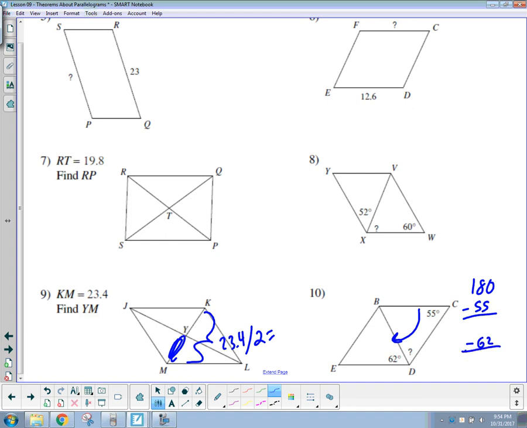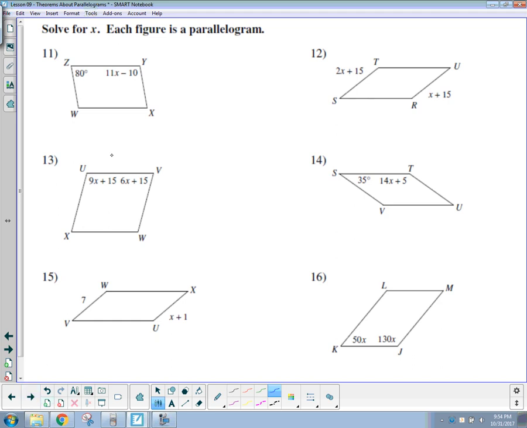Again, consecutive interior angles will add up to 180, so I'm simply going to go 80 plus 11x minus 10 should equal 180. Opposite sides equal, so 2x plus 15 equals x plus 15. I'm not finishing these. You can finish it. I'm just starting you off. Again, consecutive, 9x plus 15, add 6x plus 15. All that should add up to 180.